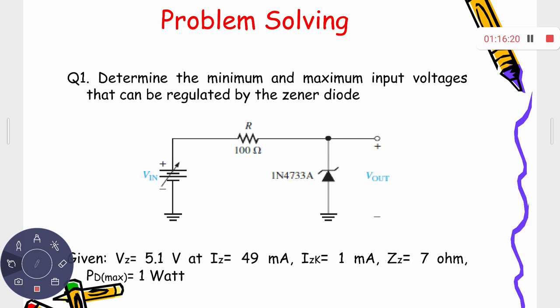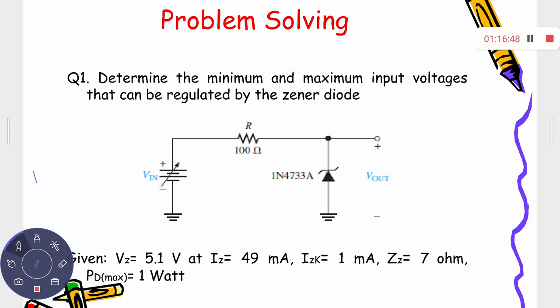So, you have to identify the minimum and the maximum input voltages that can be regulated by this zener diode. Remember, VZ is a test voltage. This is a test voltage, 5.1 volt, at IZ equal to 49 milliampere. Test current and test voltage, these two are given.